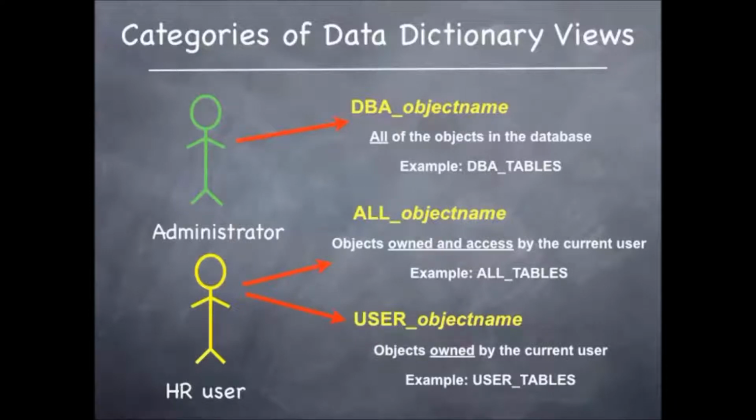On the other hand, the views with a prefix of DBA_ contain information about a specific type of object that is owned by all the users of the database. This type of data dictionary view is available to specific users such as database administrators.